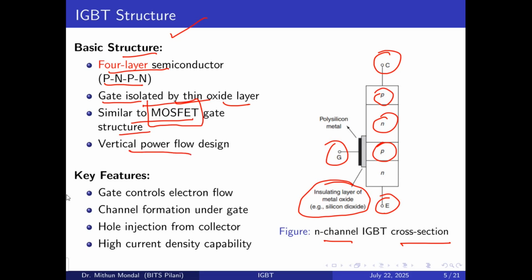It is a vertical power flow design, and some of the key features are: the gate controls the electron flow, channel formation takes place under the gate, hole injection takes place from the collector, and the IGBT has high current density capability.